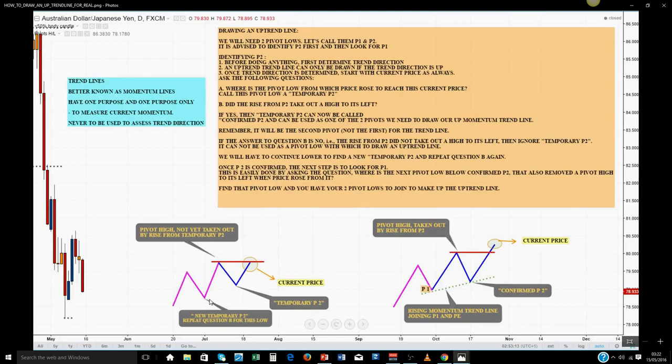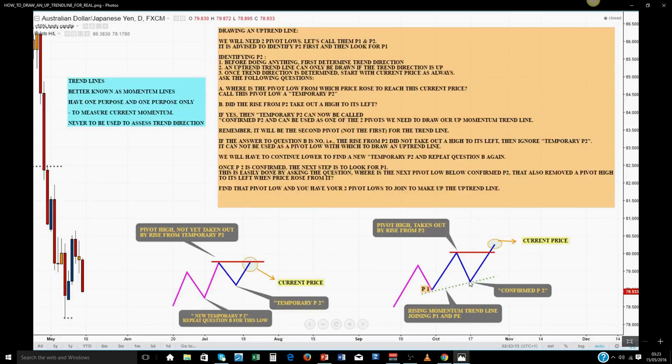Now, in the scenario where you ask, this is current price, where did price come from to get to current price? Obviously, it came from here. So this becomes our temporary P2 immediately. Now, the next question is, when price rose from temporary P2, did it take out a high above and to the left of itself? The answer is obviously yes, which is why we've labeled this as a confirmed P2, meaning we can use it as one of the two pivots to join our uptrend line.